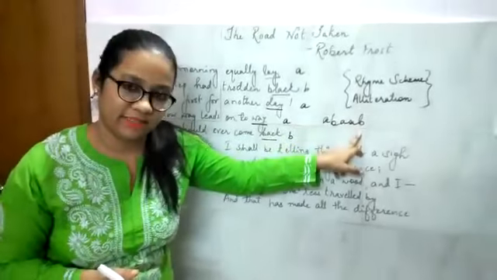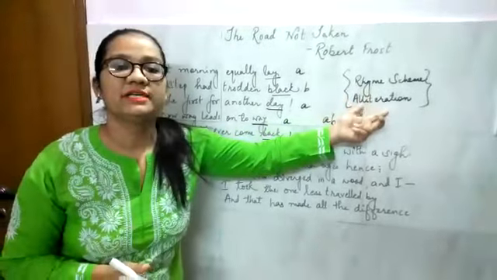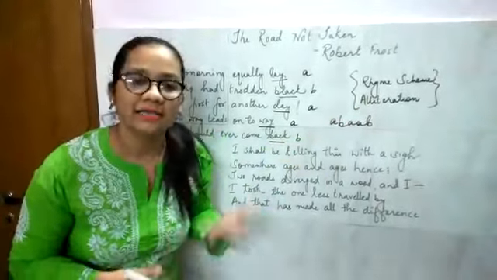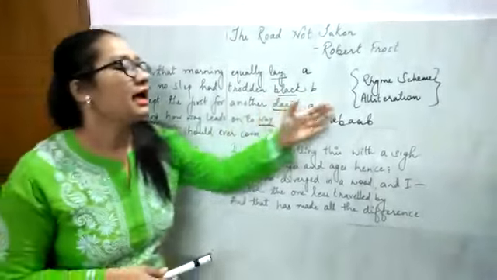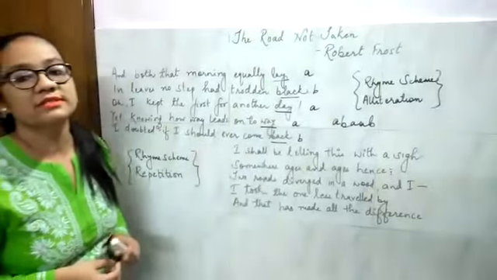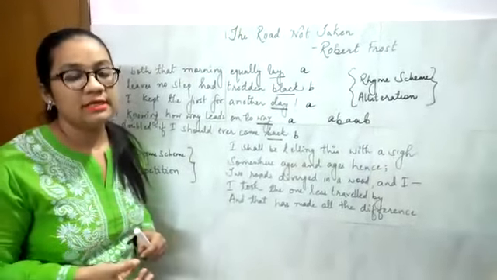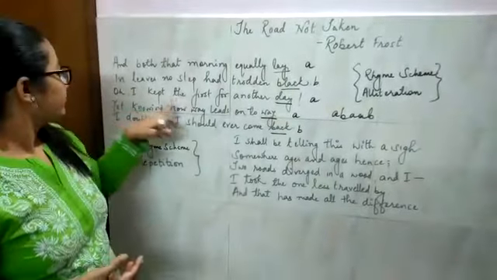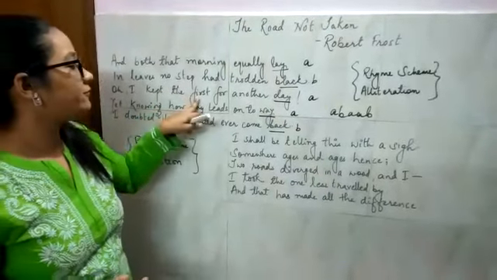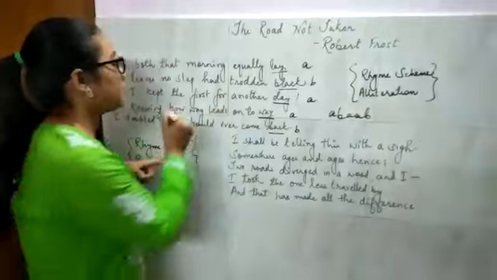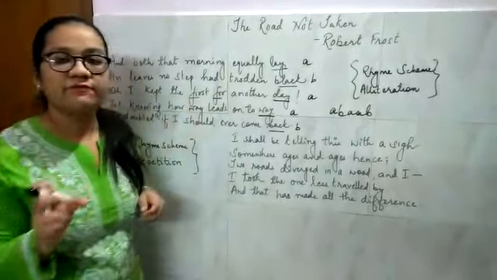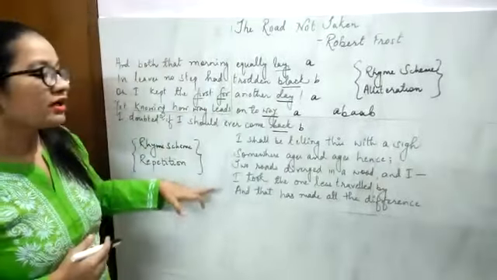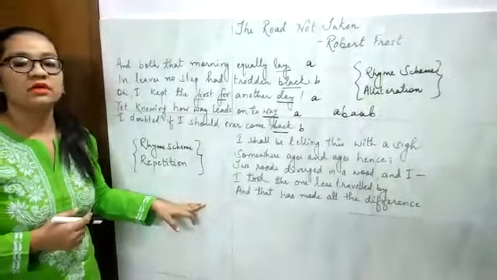The next literary device that we use in this stanza is alliteration. I told you that alliteration is the repetition of the same letter or sound at the start of words in a sentence. In line number 3, for first and for, the F sound is repeating. This is alliteration. Now we come to stanza 4.